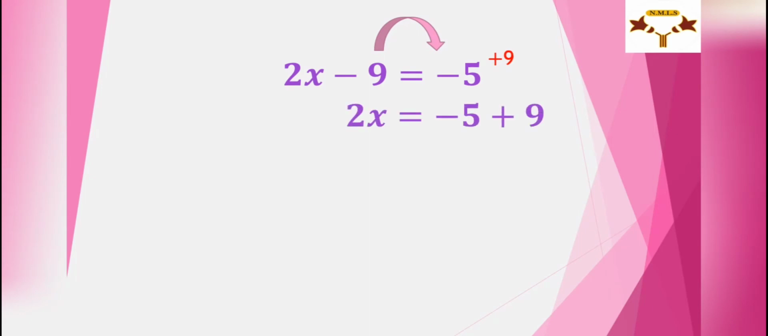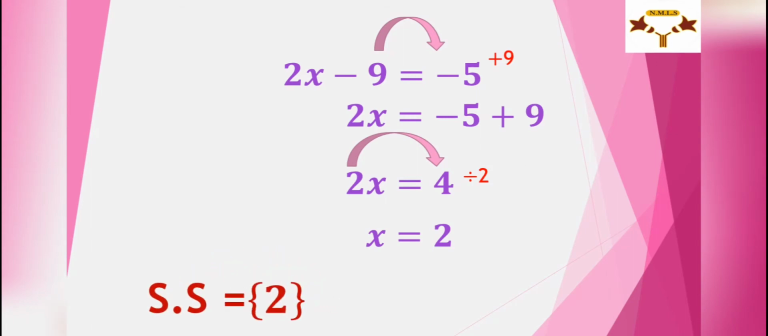Now I have 2x equals negative 5 plus 9, so 2x will be equal to 4. And the 2 here, multiplied by the x, will go to the other side by dividing by 2, then x equals 2. And the solution set equals {2}.